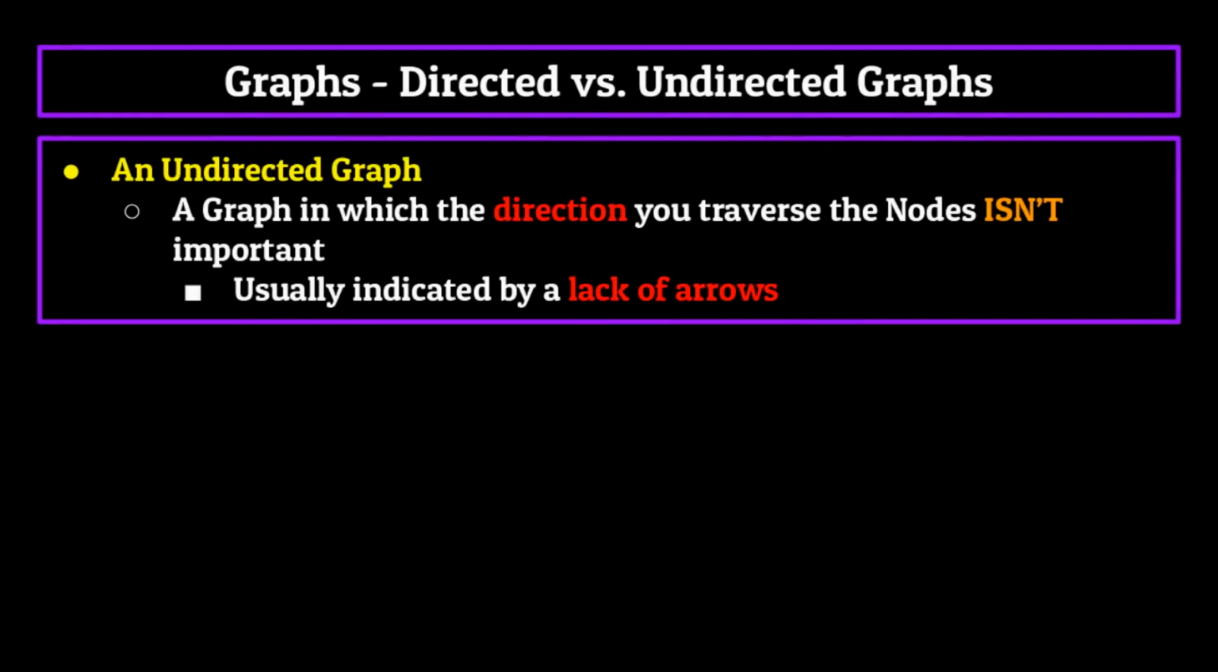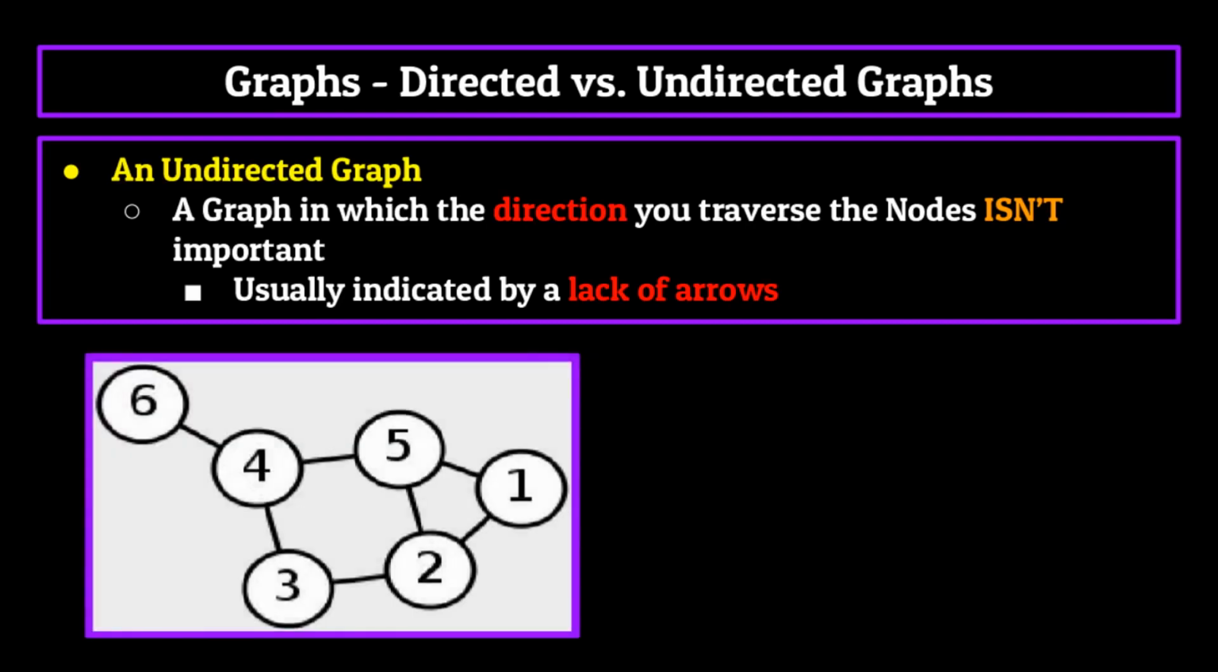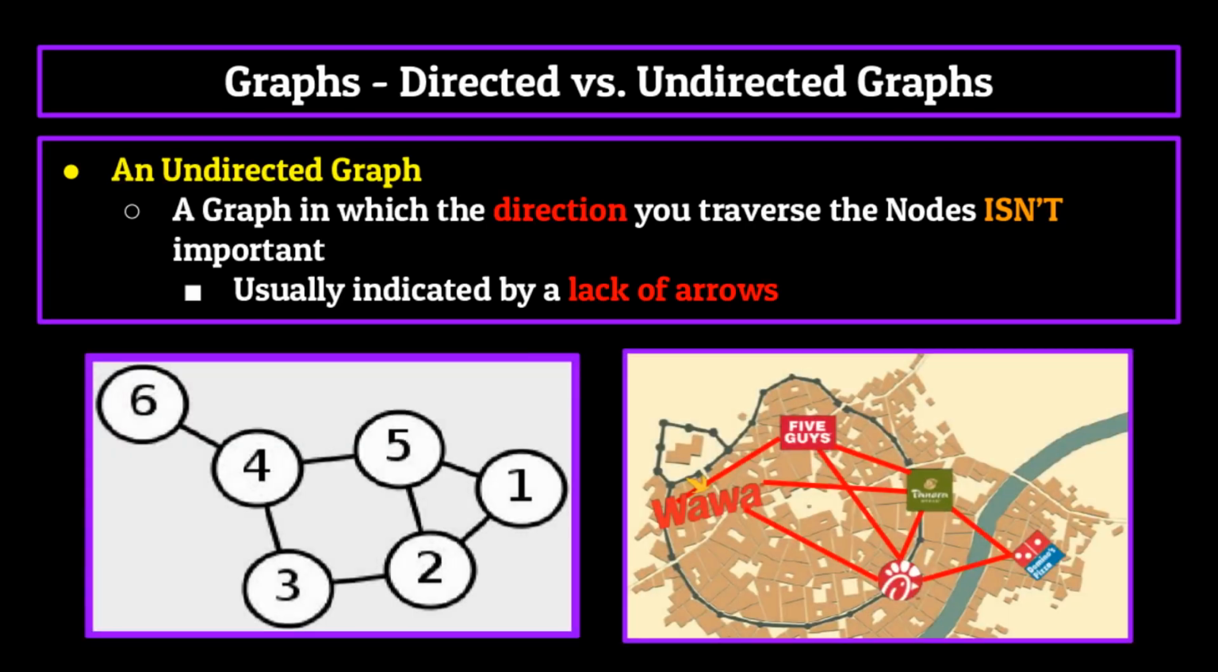An undirected graph is one in which the direction you traverse the nodes isn't important. This is most prominently indicated by a lack of arrows pointing to specific nodes. Such was the case with our first example graph, or even the food example from the beginning of the episode. We can hop between nodes or even go back and forth between them without problem.